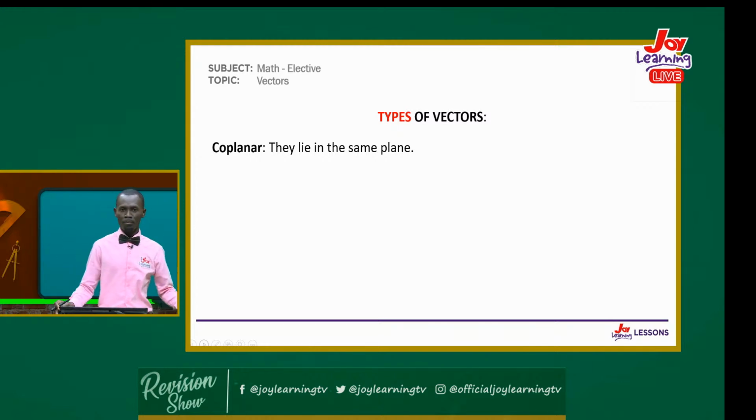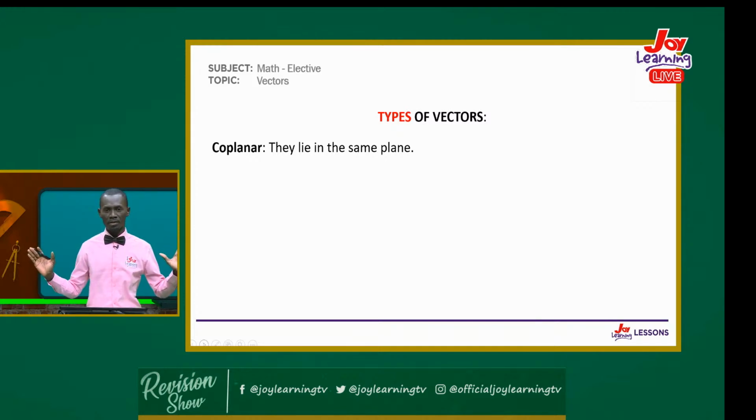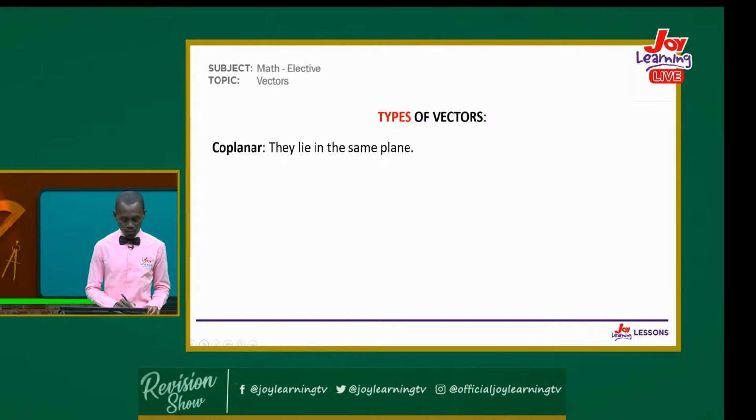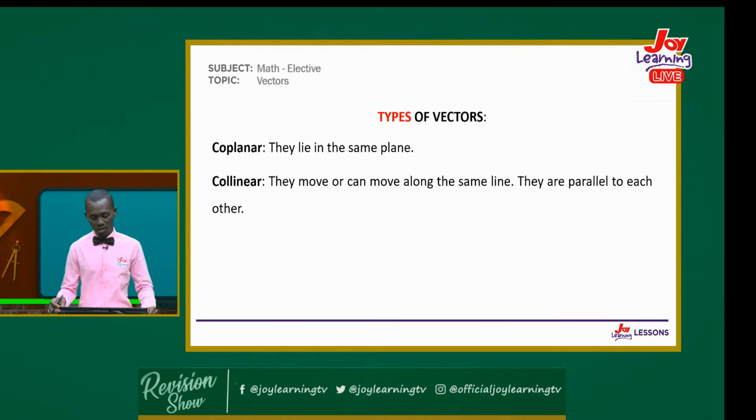What is a plane? A plane is an infinitely stretching space. So for example, the XY plane is infinitely stretching. So forces that act in the same plane, say XY, will be coplanar. We have collinear vectors. These force vectors move along the same line. That's why they're called collinear. They are in the same line. So they're companions along the same line.